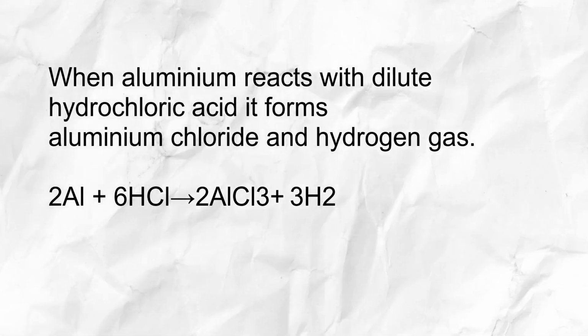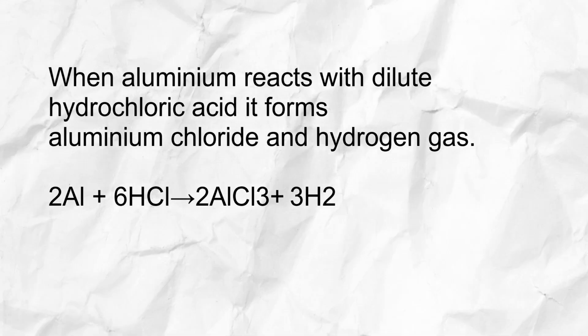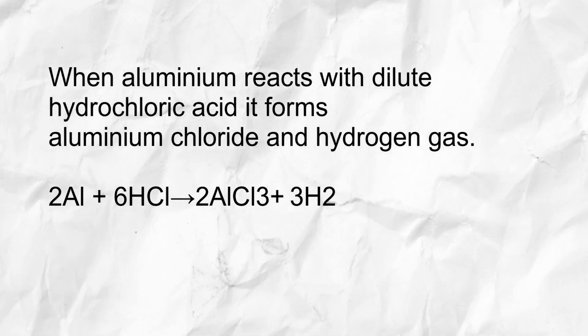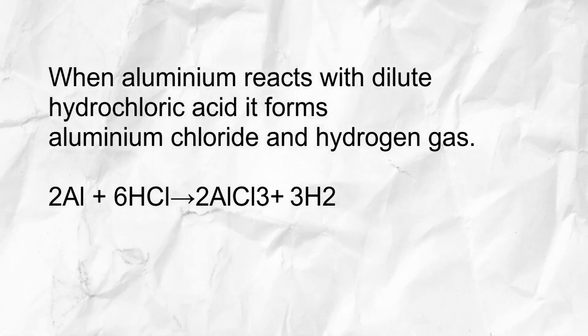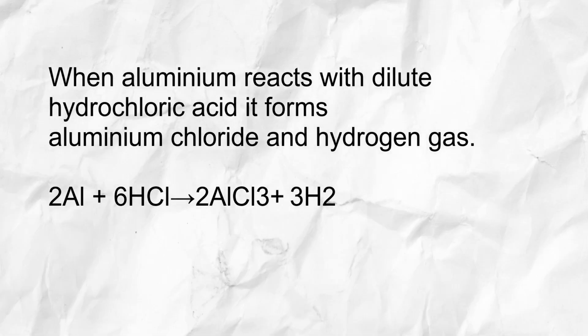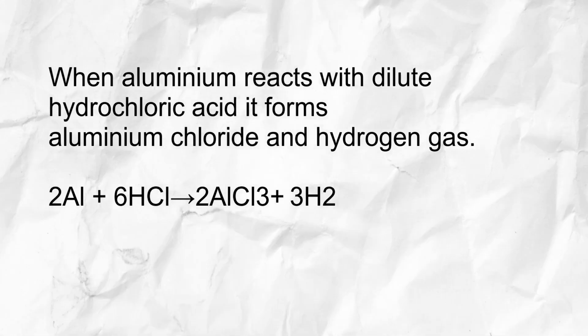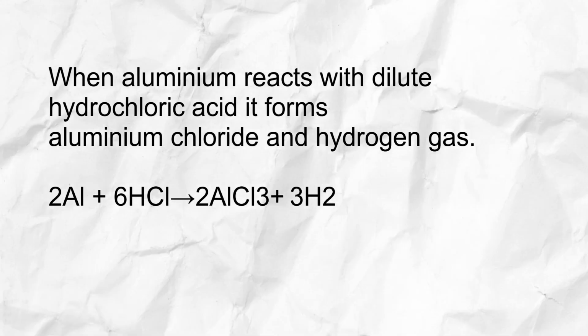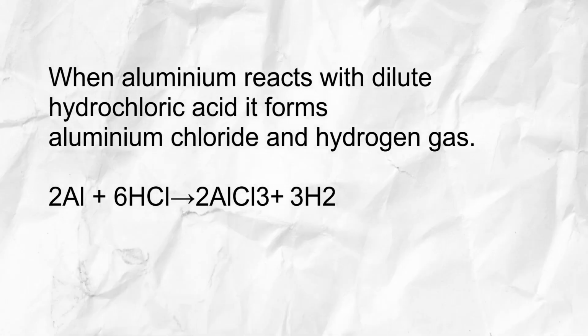An oxidation-reduction reaction takes place when metallic aluminium reacts with hydrochloric acid. Type of reaction: an oxidation-reduction reaction, also known as a redox reaction. Both oxidation and reduction occur at the same time. Balanced equation: 2Al plus 6HCl gives 2AlCl3 plus 3H2.